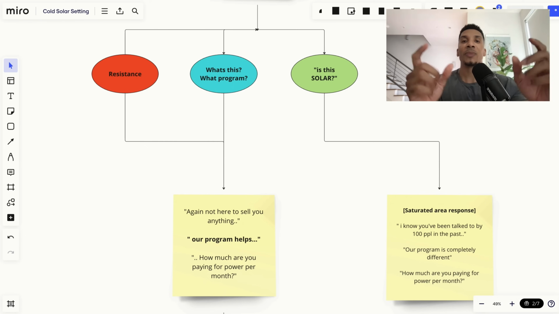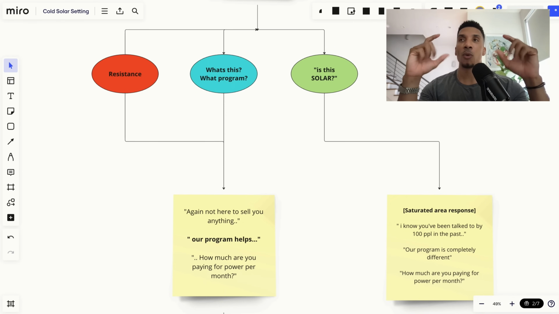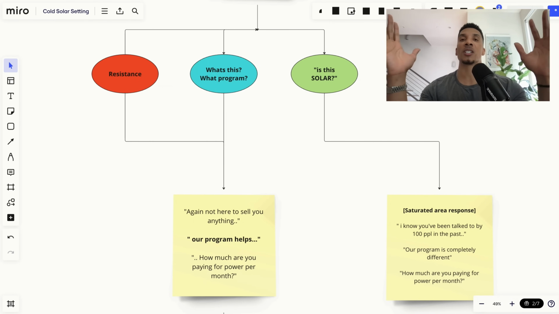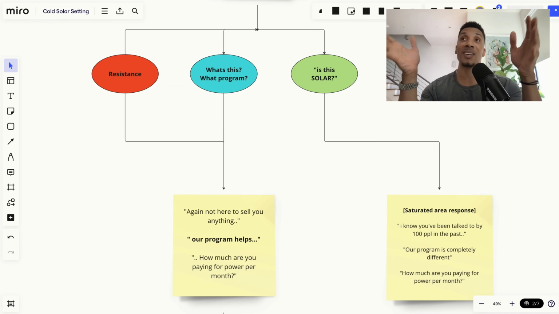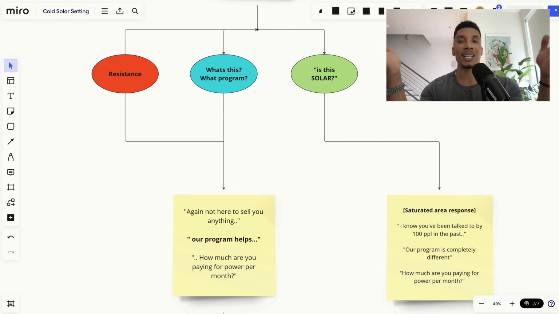So long story short, in the is this solar response, we want to put in all of the objections that someone who's looked into solar before could possibly have and then didn't move forward, assuming, again, it wasn't like a roof or a home type issue, right? So next, let's take a look in the middle.